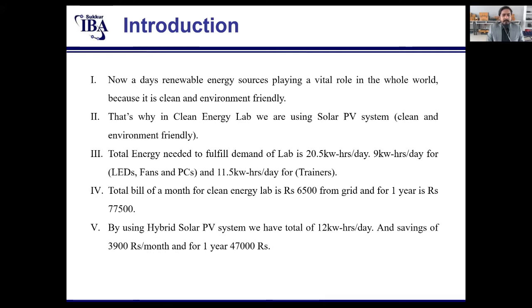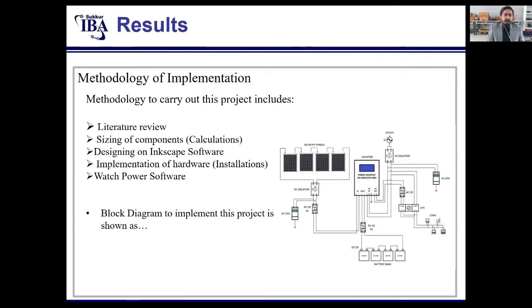The total bill of a month for the clean energy lab is 6,500 rupees from the grid when we use the grid, and for 1 year is 7,500 rupees. But when we use the hybrid solar PV system, the total demand of power is 12 kilowatt hour per day, with a saving of 3,900 rupees per month and yearly 47,000 rupees.